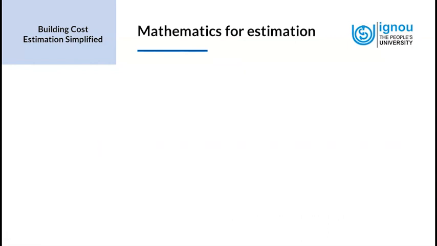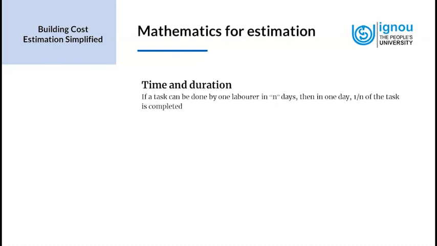Now we look at the time and work relations in any project. This is quite important when we are calculating labor rate and productivity, etc. The time and duration: if a task can be done by one laborer in n days, then in 1 day, 1 by nth of the task is completed. So this is one important concept that we need to keep in mind. For example, if a work can be completed in 4 days, in 1 day, 1/4 of the task is completed. It can apply to a person or a crew. So this is the basic understanding that we have when we work out time and duration in a building project.